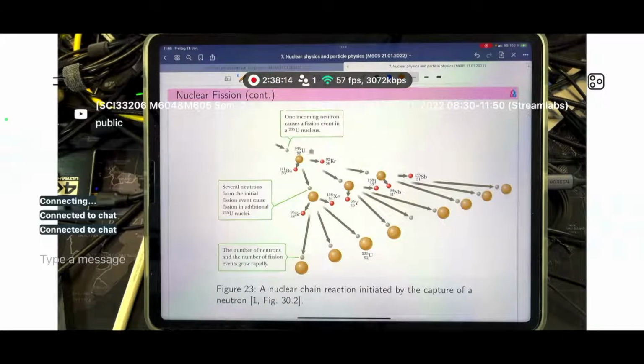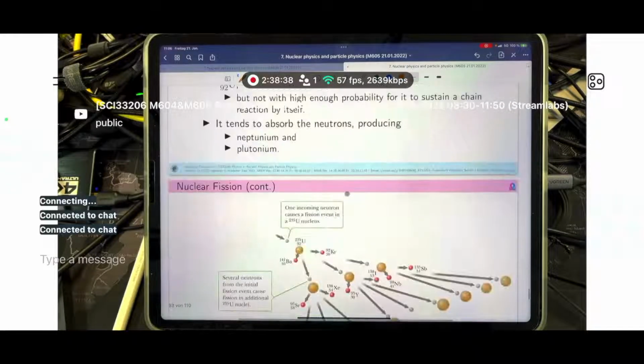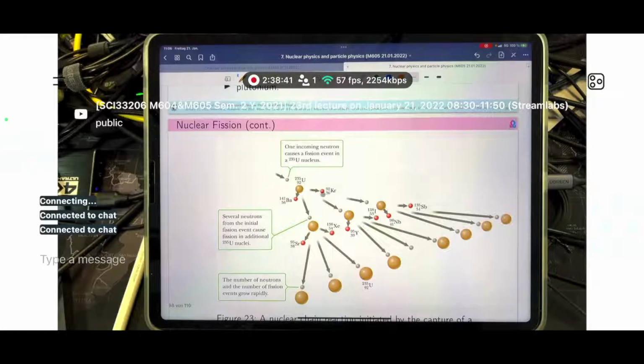Uranium-235 is the major fuel for the automatic chain reaction. With just one neutron with speed causing a fission event in uranium-235, as you know, we could get barium-141 and krypton-92, right? And after that, a few neutrons emerge.